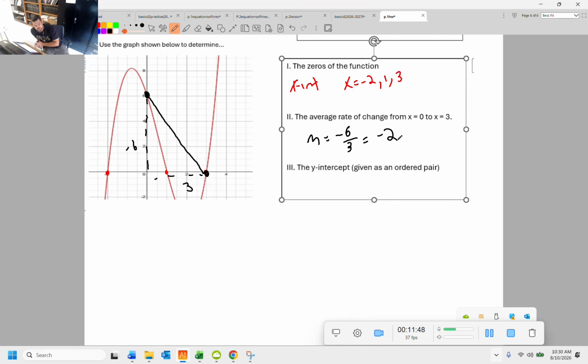And then finally the y-intercept. It's almost going to be comical and sad at the same time to see how many kids miss a y-intercept. But the y-intercept is legit where you cross the y-axis, which is right there, right? And the ordered pair there is 0, 6.